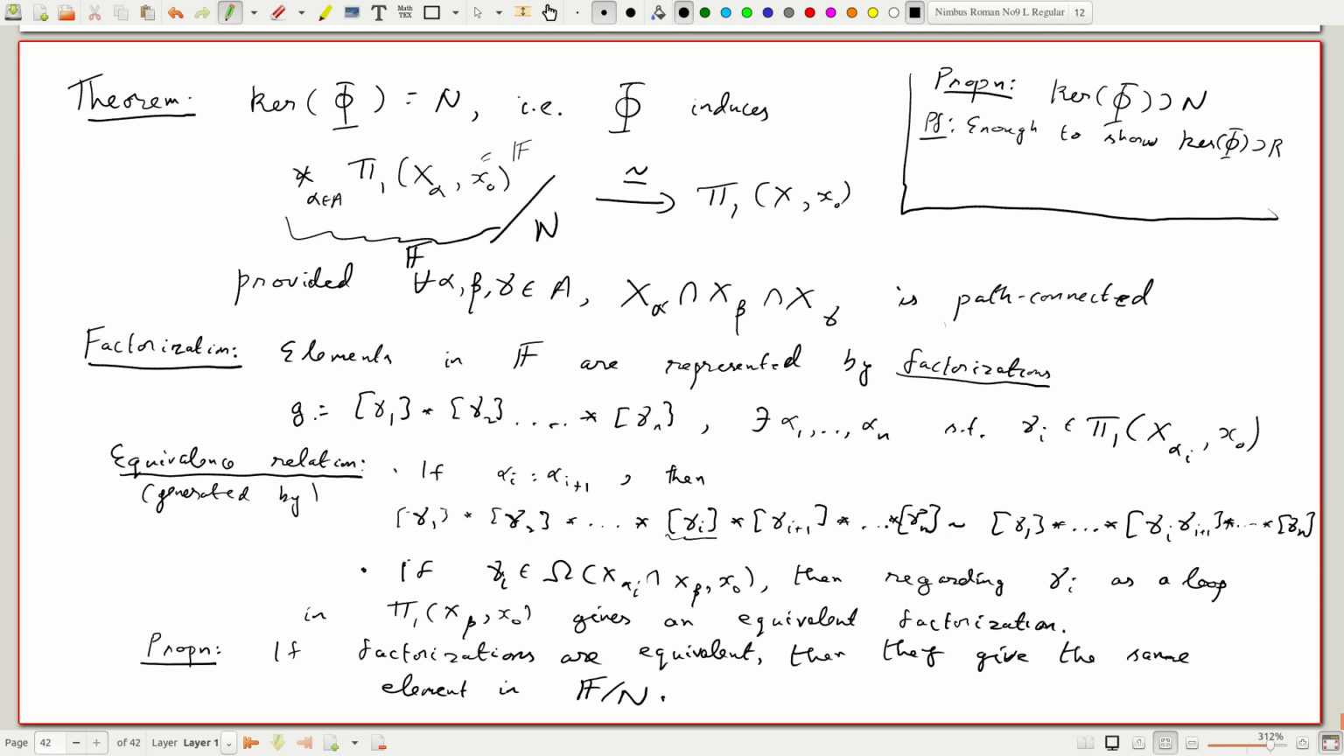So what remains to be shown? What remains to be shown is that if I have two elements in the left hand side given by factorizations and they go to the same element on the right hand side, then they are equivalent words. Hence they will be equivalent in F over N, and hence the kernel is exactly N. Okay, so that is the main proof that we will turn to next.